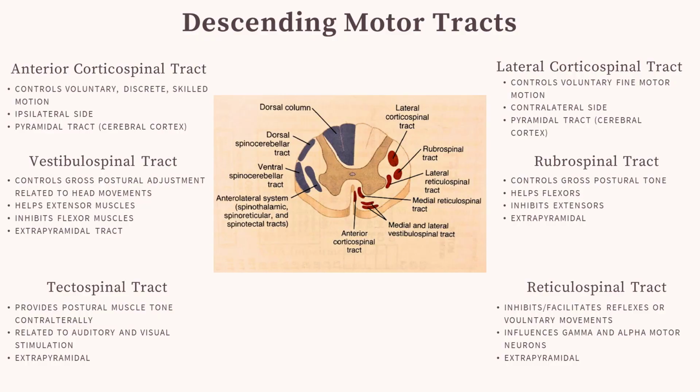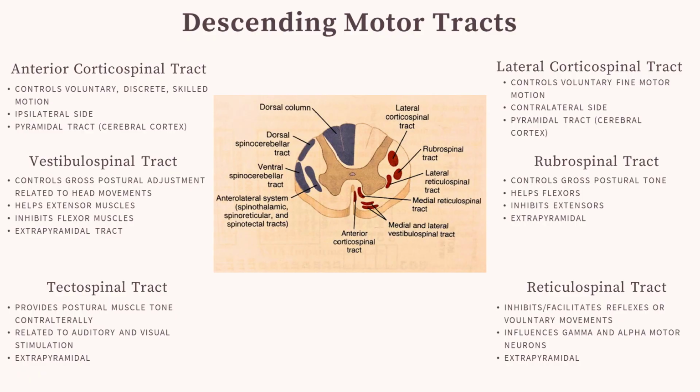It's going to help facilitate your extensor muscles, so keeping you upright against gravity, and it's going to inhibit your flexor muscles, so that way you don't go into that falling. And again, this is all to help you regulate your posture and your balance when it comes to where your head is in space. And this is an extrapyramidal tract, so it doesn't start within the cerebral cortex itself. It starts a little bit later on, either in the brainstem or the pons, but I'll let you do that studying yourself to figure that one out.